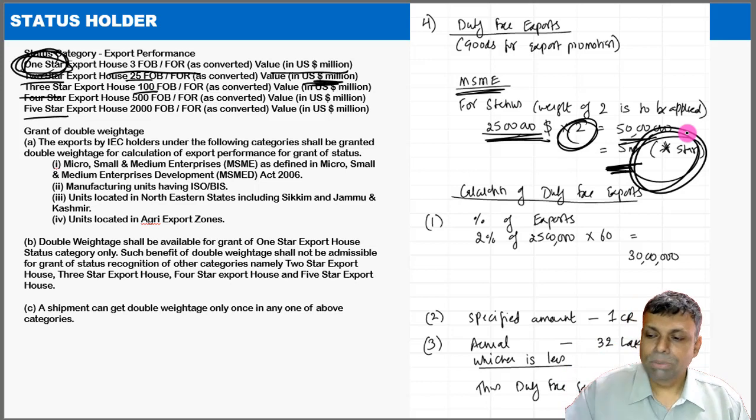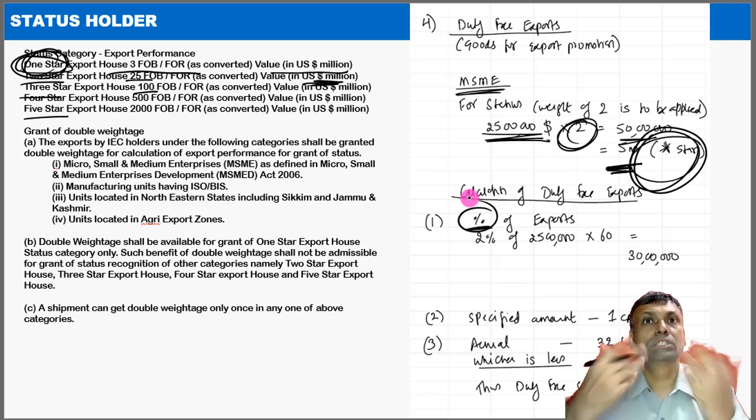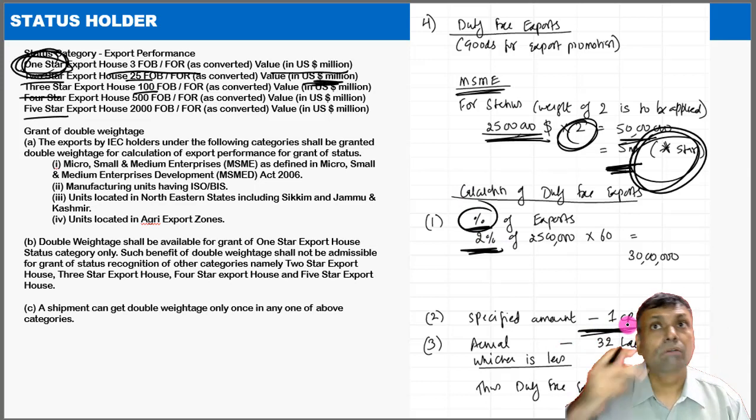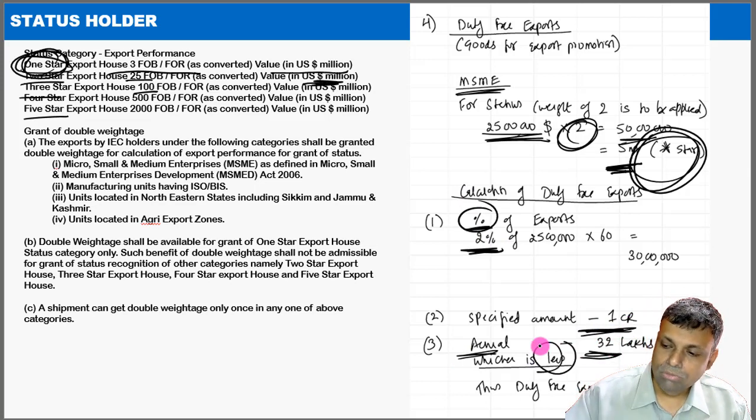Okay. Now in this particular scheme, friends, a certain percentage of the export value is one of the limits. That means how much you can do cost-free exports. So the cost-free exports is subject to a monetary limit. So a certain percentage of the FOB value, there is a specified monetary limit of 1 crore rupees, and whatever is your actual export that you want to do, whichever is less.